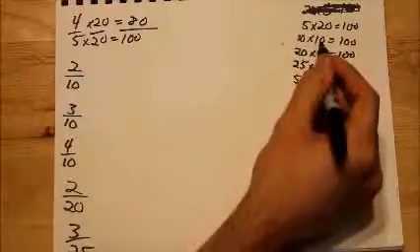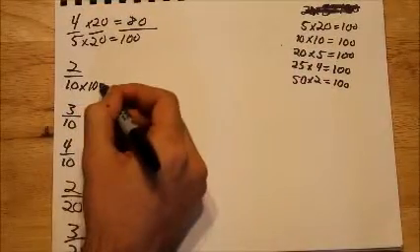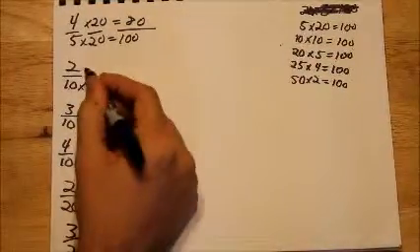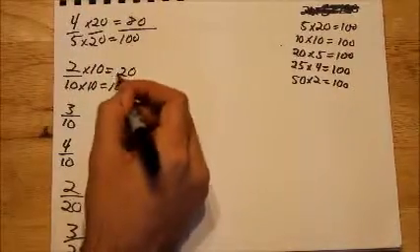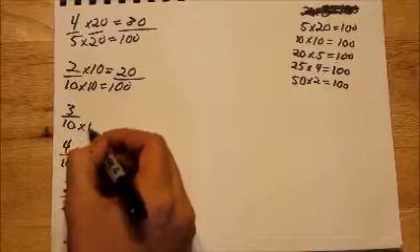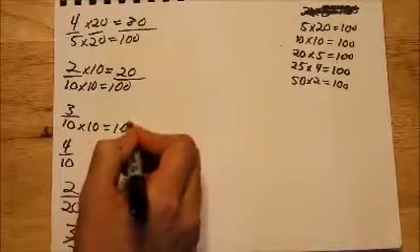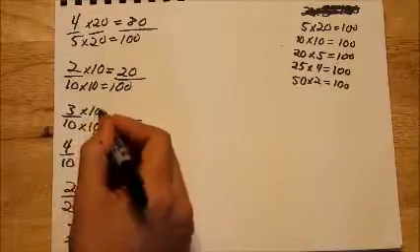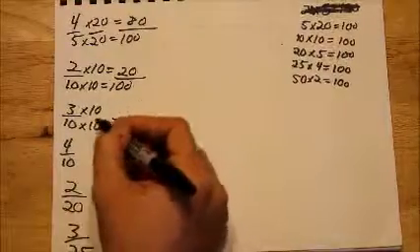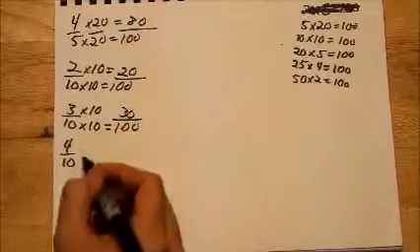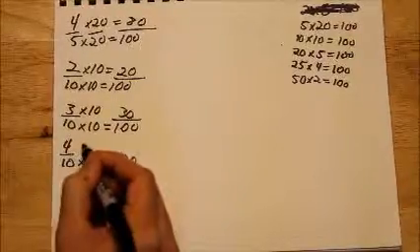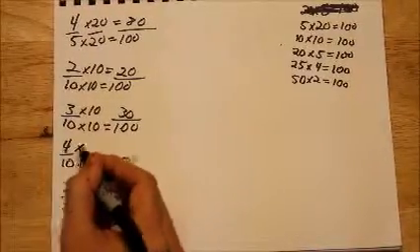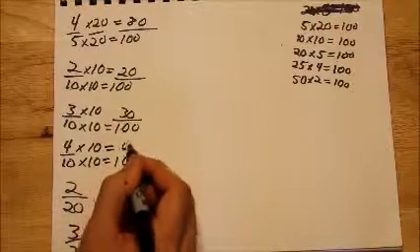10 times 10 equals 100. So 2 times 10 equals 20. 10 times 10 equals 100. 3 times 10 equals 30. 10 times 10 equals 100. 4 times 10 equals 40.